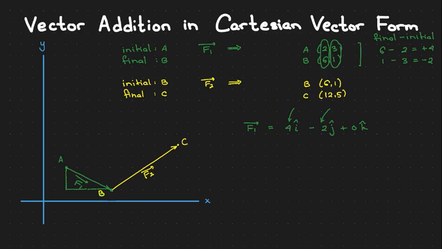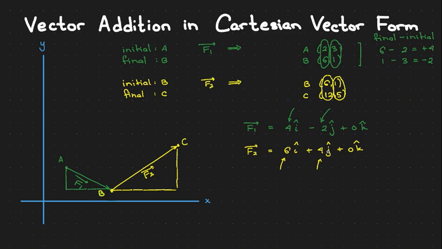Let's do the same thing for the second vector. Writing F2 in Cartesian vector form is equal to final minus initial of the x coordinates, that's 6i hat. Final minus initial of the y coordinates of the 2 points is plus 4j hat plus 0k hat. Well, again, let's check this. In order to get from point B to point C, I need to go 6 in the positive x and I need to go 4 in the positive y.